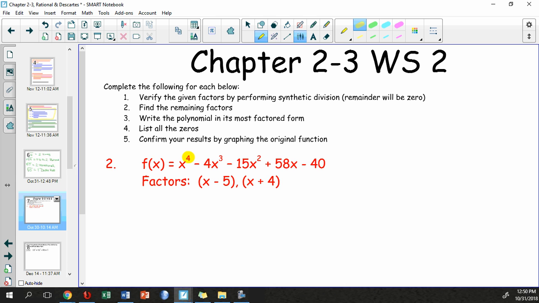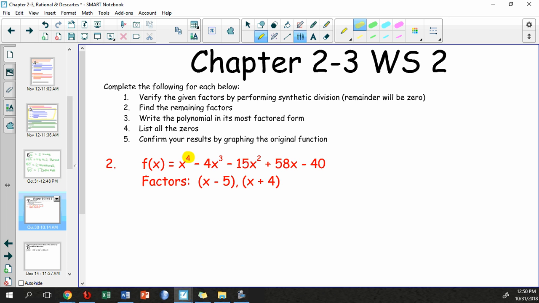Notice how the factors look. X minus 5 and x plus 4. Do we see that? They're not listed as zeros. They're listed as factors. Do we see that? Okay. Now it wants you to confirm that those two are factors by doing synthetic division.